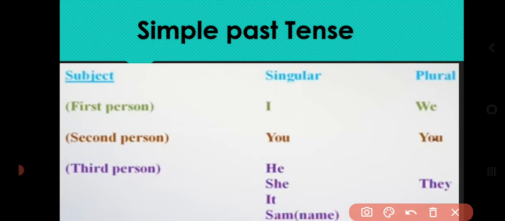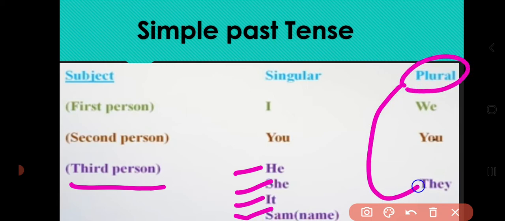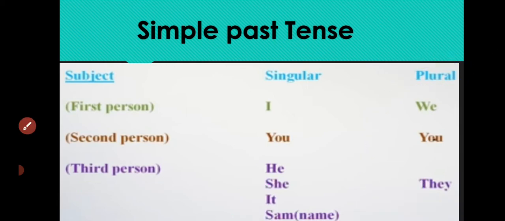Now the third person. What is meant by the third person? The third person means the person we are speaking about. In singular we use he, she, it or any name, and in plural we use they.